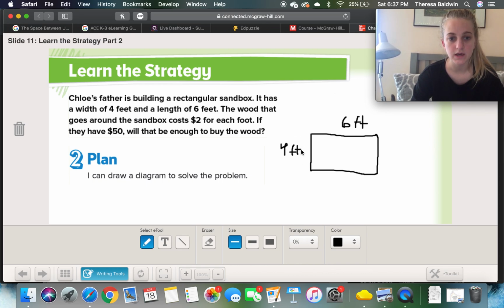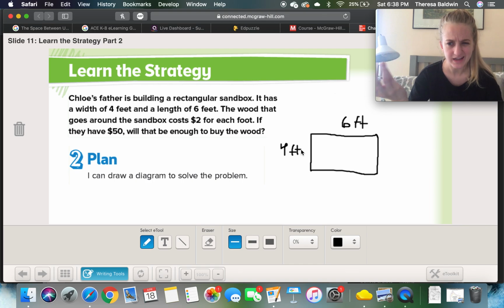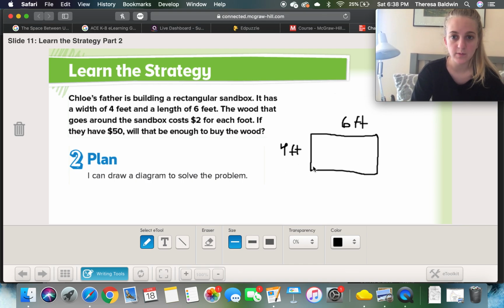Okay, so the wood goes around the sandbox. Before I deal with the money part, I'm going to first think about how many feet of wood I need. If I can figure out how many feet of wood I need, then I can figure out the cost. But first, I need to figure out how much I need, because I don't just need 4 feet. That would only be one side of it, right?